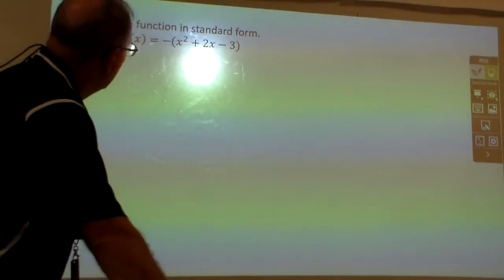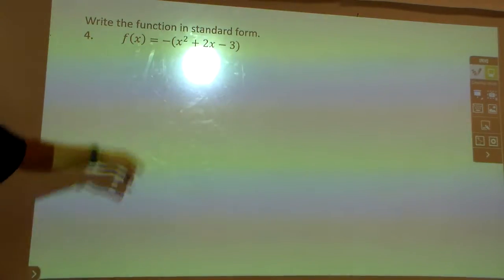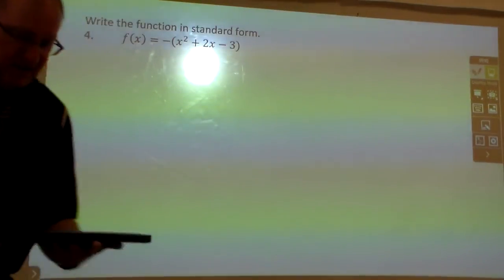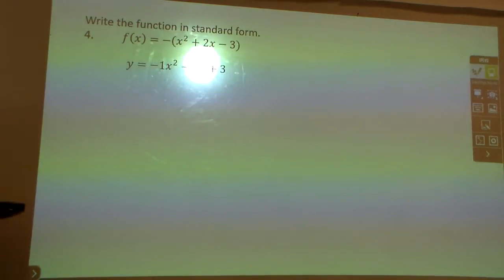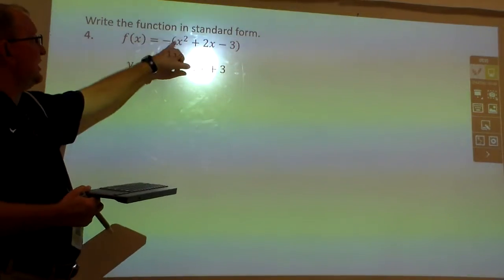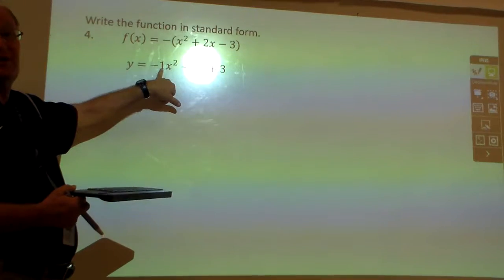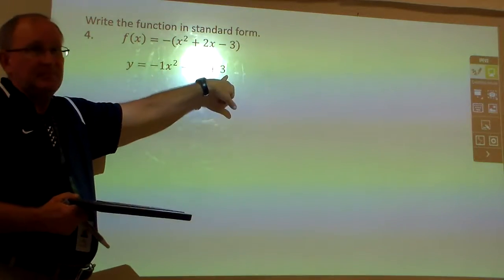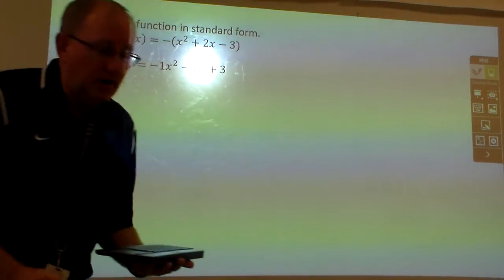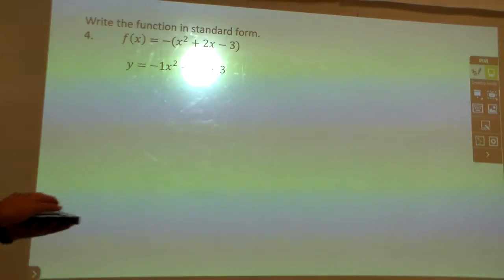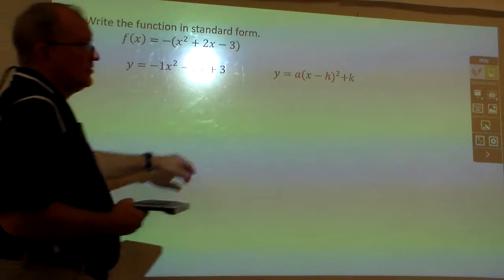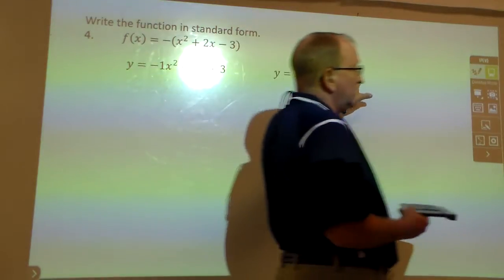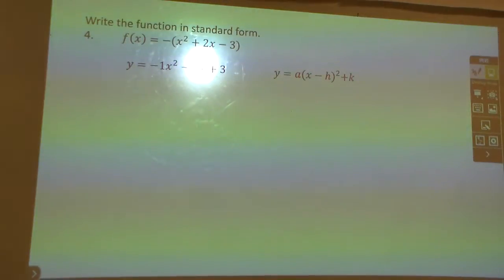All right, y'all, write this in standard form. The first thing I'm going to do is rewrite it with this negative. Now, I just put the 1 there to make it easy to see. Already got it? That becomes a negative, and that became a positive, right? Now, the reason I'm doing that is because to write it in standard form, it's y equals a(x minus h) squared plus k.